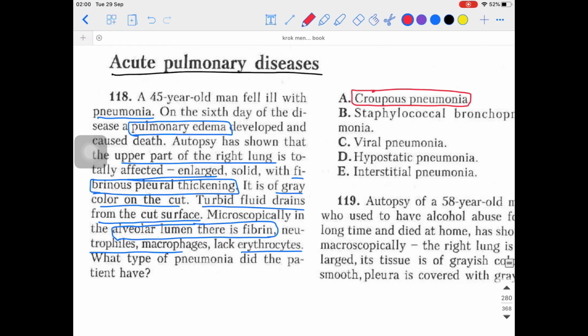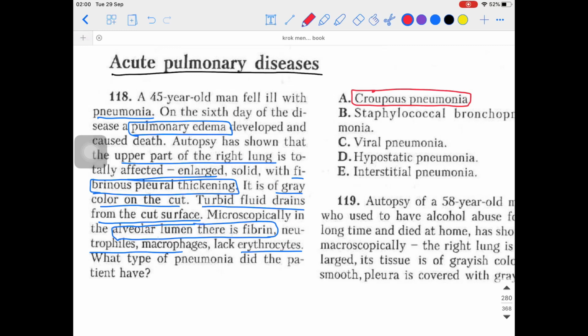Now in the Croupous pneumonia itself, first of all, what are the causes? There are the bacteria. The most common and most important bacteria which can cause lobar pneumonia are pneumococci or Klebsiella. Okay, pneumococci or Klebsiella pneumonia. Now, 4 stages. Traditionally the progress of the disease is divided into 4 stages.